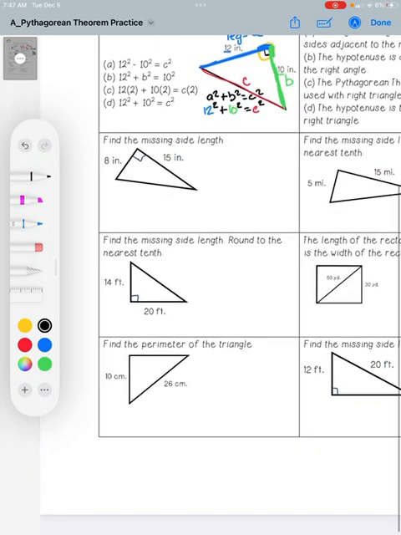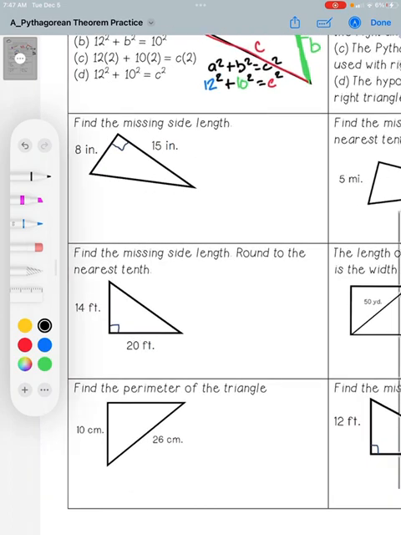Okay. Next problem says to find the missing side length. So this is what we worked on yesterday. We've got a right triangle here. I know it's a right triangle because there's a right angle here. Since I have a right triangle with a missing side length, I know I can use A squared plus B squared equals C squared. So first step, write the equation down.